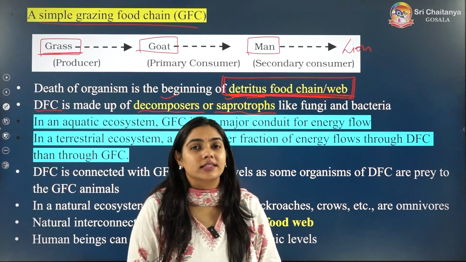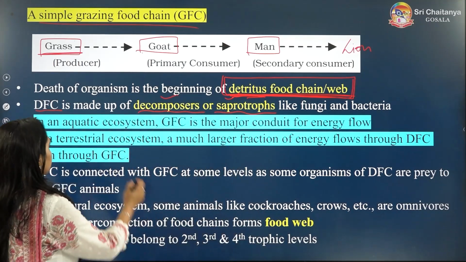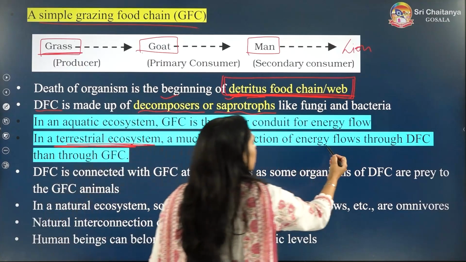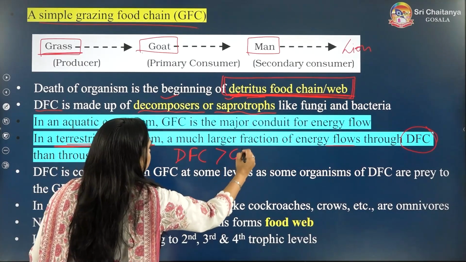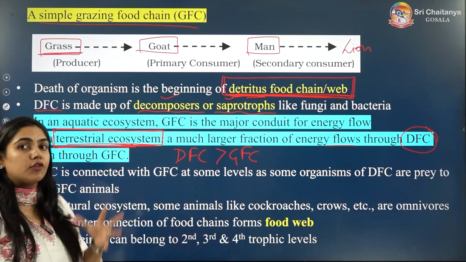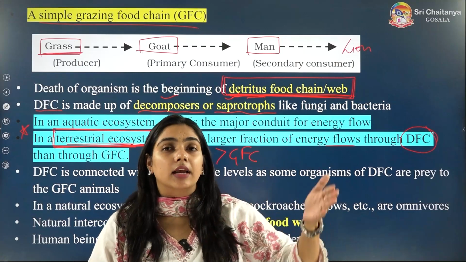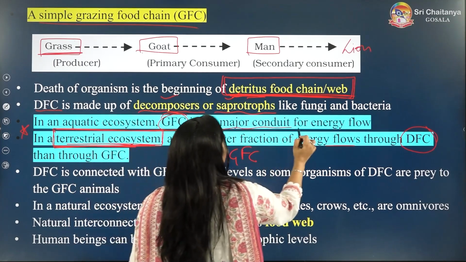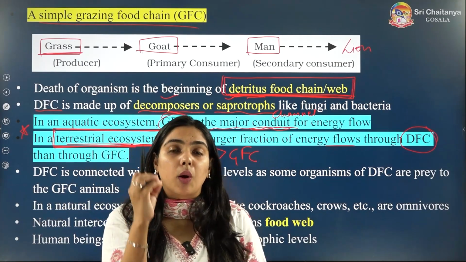So that is why they are also called saprotrophs. Another important point is about GFC and DFC. If we see in the terrestrial ecosystem, a much larger fraction of energy is flowing through DFC. Okay, DFC is playing more role than GFC in case of terrestrial ecosystem. Very, very important point. Questions can come from here. But whereas if you see in aquatic ecosystem, obviously the flow of energy is more through the GFC than through the DFC. GFC is the major conduit. Conduit means channel. GFC is the major channel for the energy flow in the aquatic ecosystem.